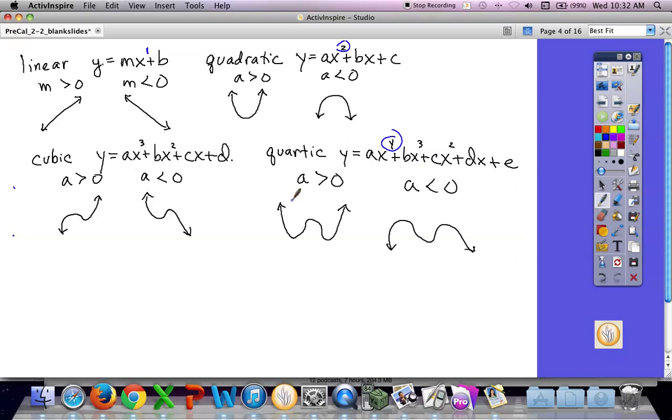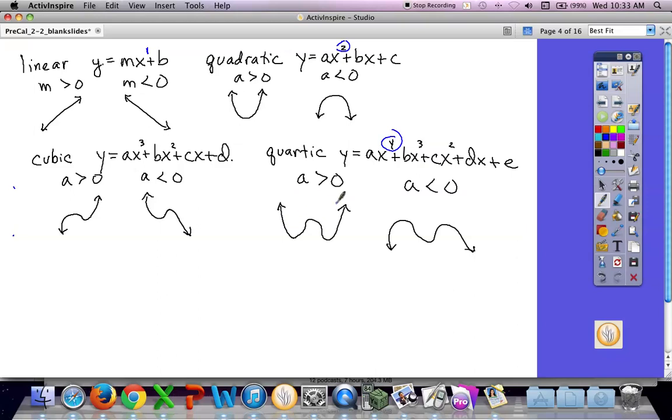Now, the other thing to notice about it is, how many turns do we expect in the graph of a quadratic? 1, right? It's just a U, right? So it only turns once, right? A cubic turns twice. A quartic turns 3 times.